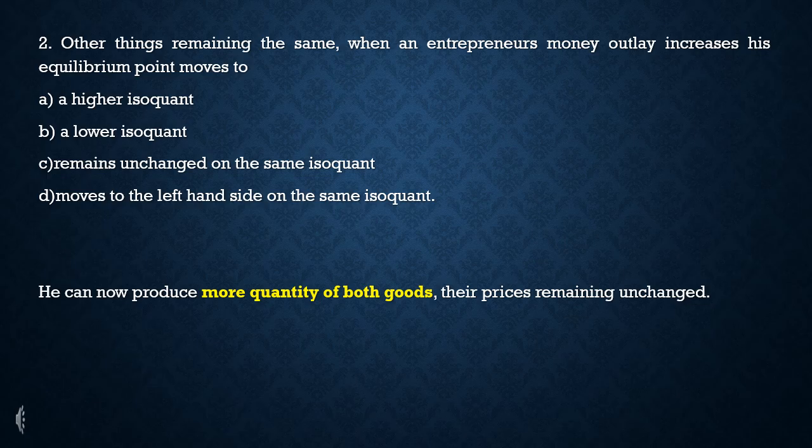Question number 2. Other things remaining the same, when an entrepreneur's money outlay increases, his equilibrium point moves to a higher isoquant, a lower isoquant, remains unchanged on the same isoquant, moves to the left-hand side on the same isoquant. He can now produce more quantity of both goods, their prices remaining unchanged, when the money outlay increases.